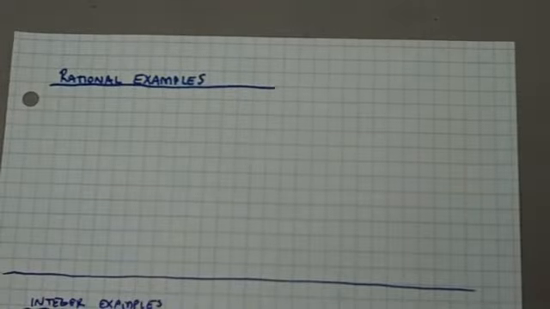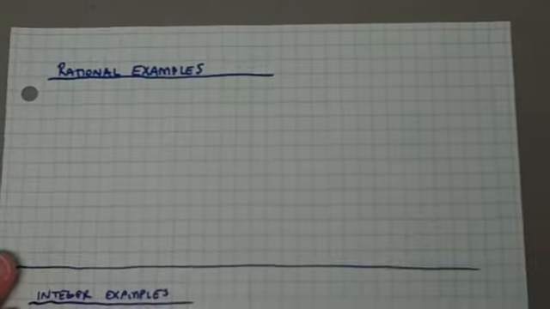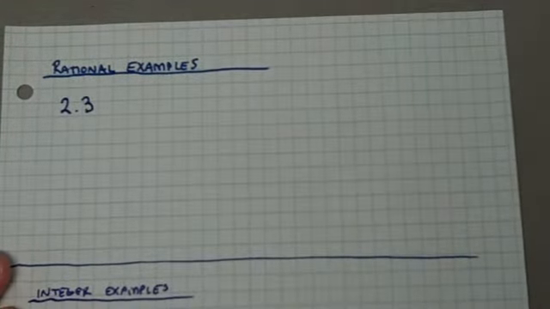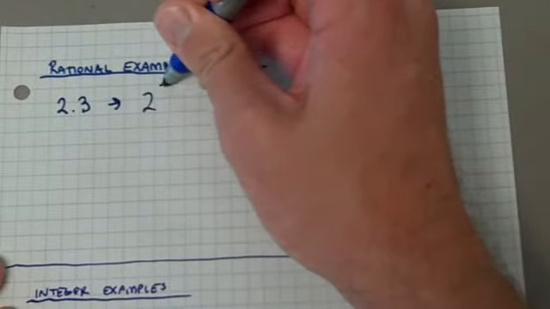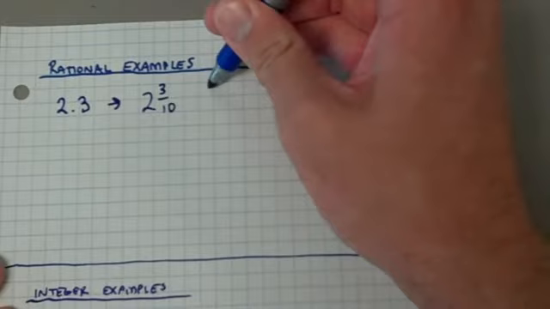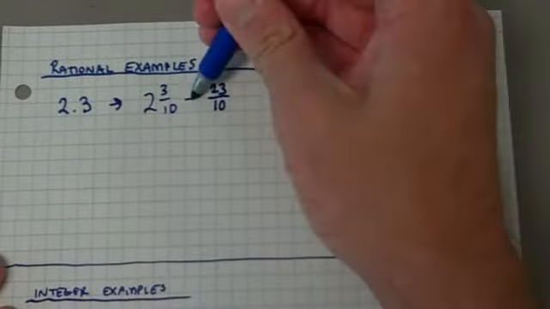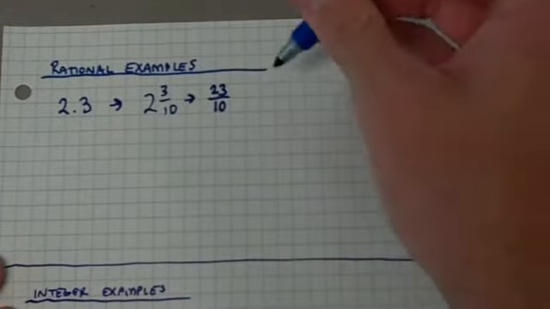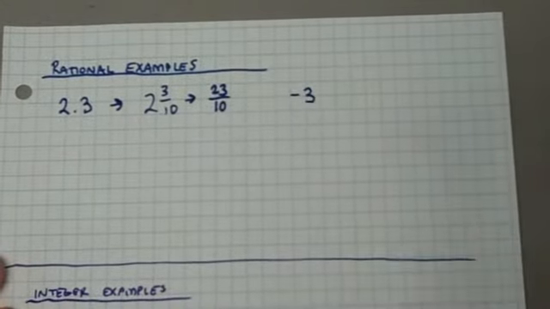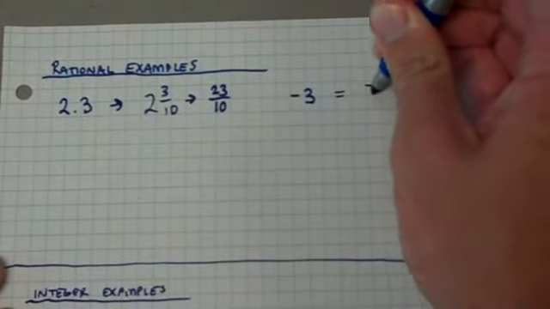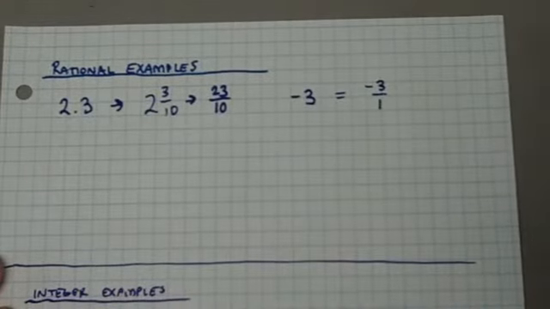So let's think of some numbers that could be rational numbers. If I were to say something like 2.3, I can write that as a fraction. If you read it closely, it says 2 3/10, or 23/10. So I can write that as a fraction. It's a rational number. Even something like -3, that is a rational number because I could write that as -3/1. I've written it as a fraction.